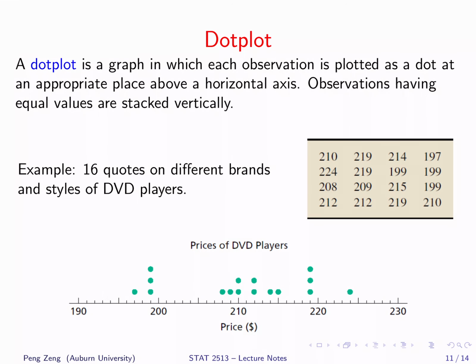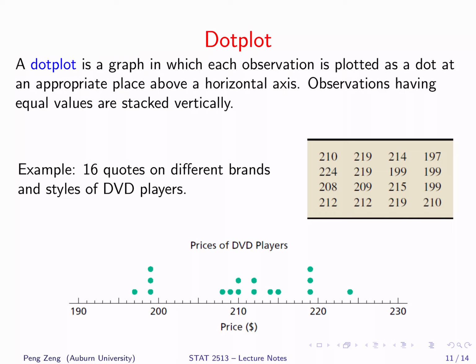A histogram displays the values by grouping. We cannot find the raw data by looking at a histogram. However, a dot plot is different. It preserves all the original values. A dot plot is a graph in which each observation is plotted as a dot at an appropriate place above a horizontal axis. Observations having equal values are stacked vertically.